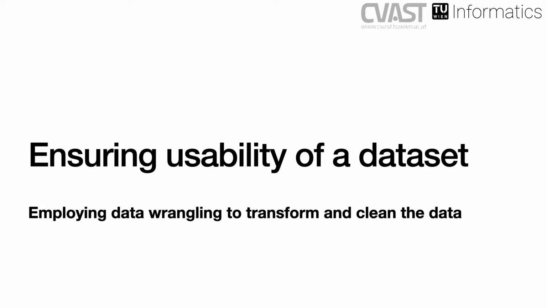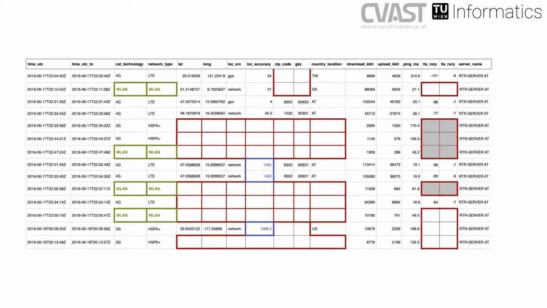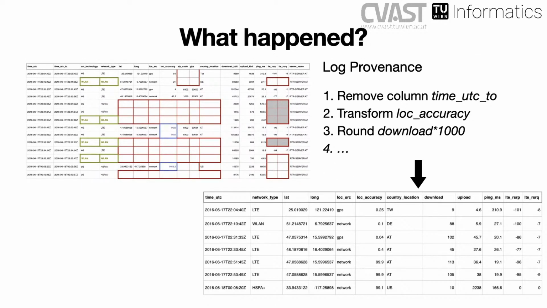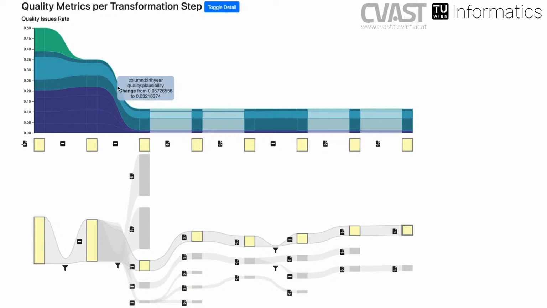Ensuring the usability of a dataset is often tied to data wrangling. We can use provenance to log the employed steps, but these alone will not give us meaningful insights if data quality was improved. We propose to incorporate data quality metrics into the provenance model. The enhanced provenance graph can be visualized to show the development of quality throughout the wrangling process.